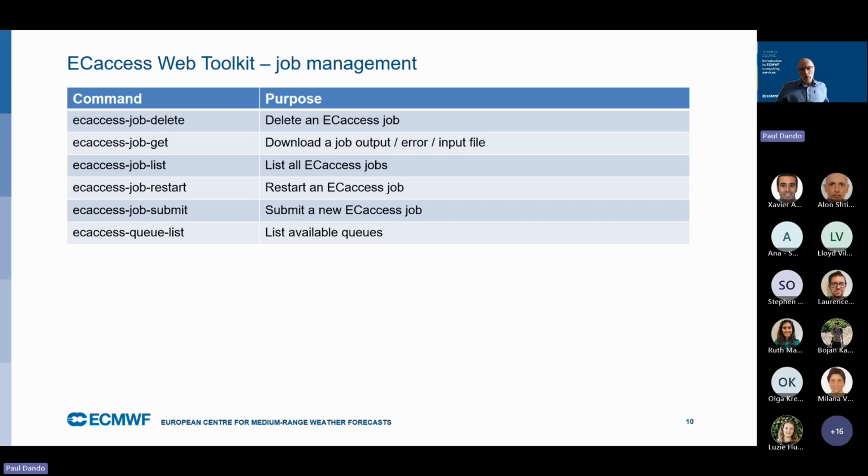And where this is also commonly used, and an important aspect of using the ECaccess, and in particular the ECaccess web toolkit, is if you want to run the time-critical option 1 jobs. So you will use, for example, ECaccess job submit to subscribe a job to a particular event in the ECMWF forecast systems as to when it should run, and then the job will run. And I'll talk about this again a little bit later.